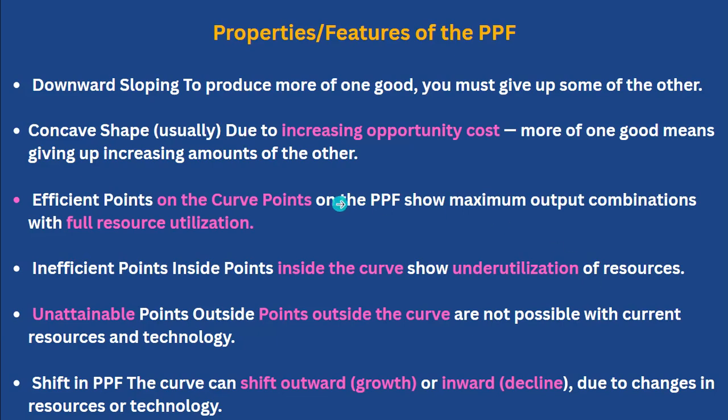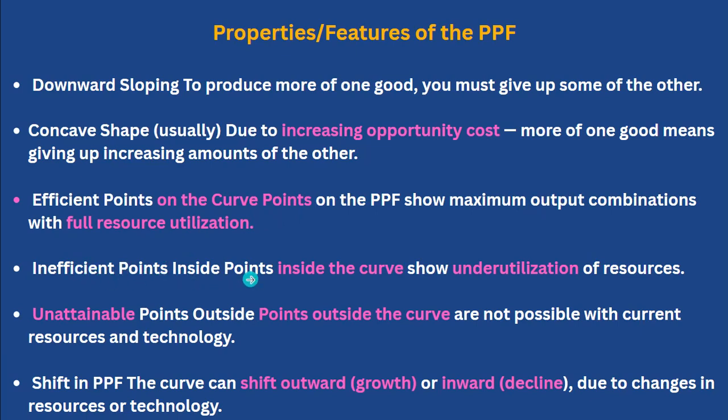And next one is concave shape. I told you, that shape is called concave shape due to increasing opportunity cost. More of one good means giving up an increasing amount of the other, so the curve should be in concave shape. And efficient points are on the curve. The points on the curve, the PPF, show maximum output. If it is on the curve, it's maximum output. You are using the resources efficiently.